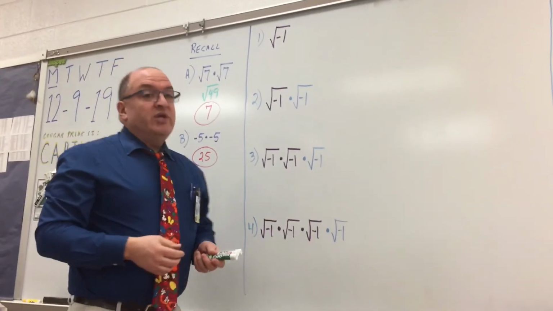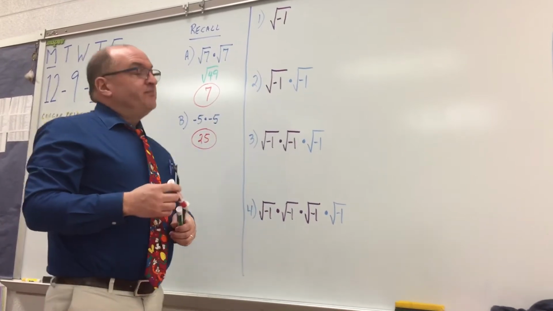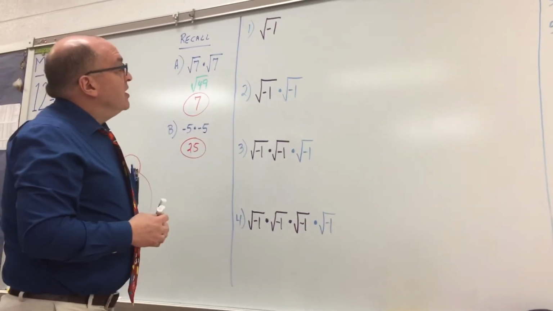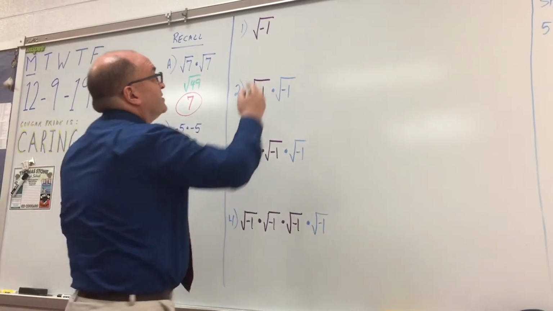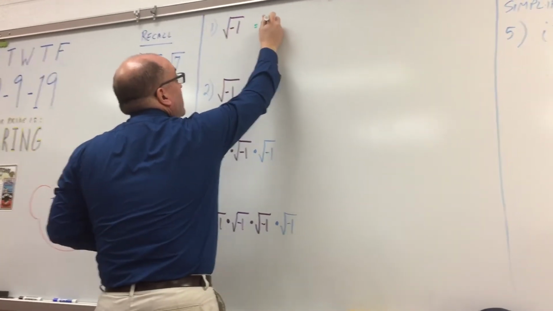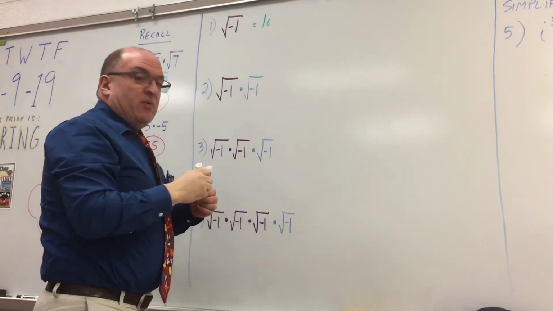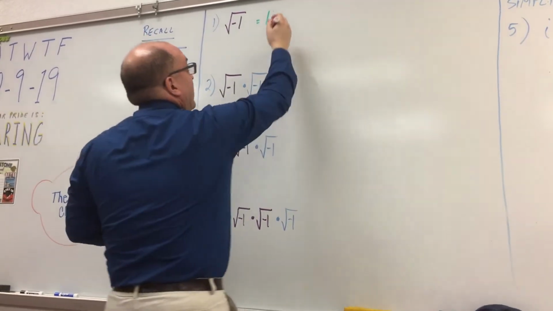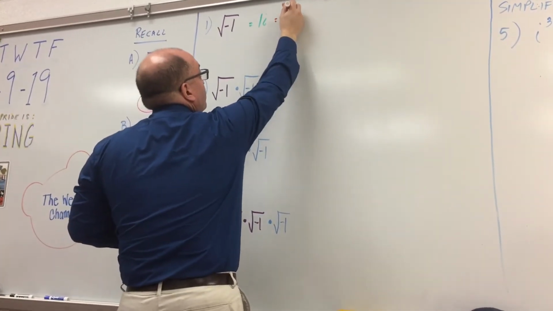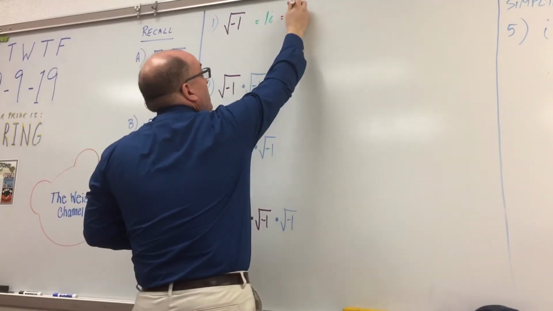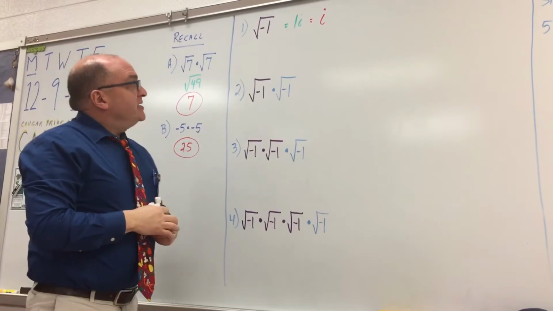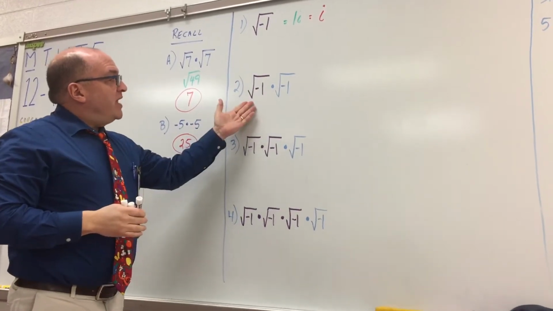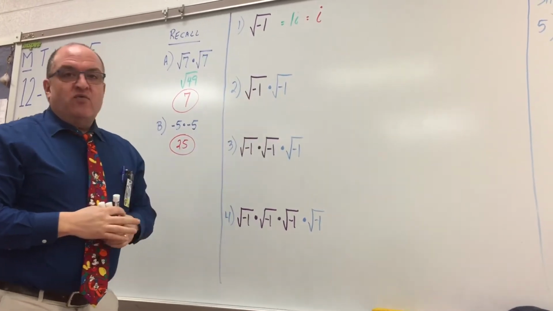And what we do is we use the letter i. So for example, square root of negative 1 is 1i, and we just call it i. Okay? So square root of negative 1 is i. That being said, square root of negative 1 times square root of negative 1.